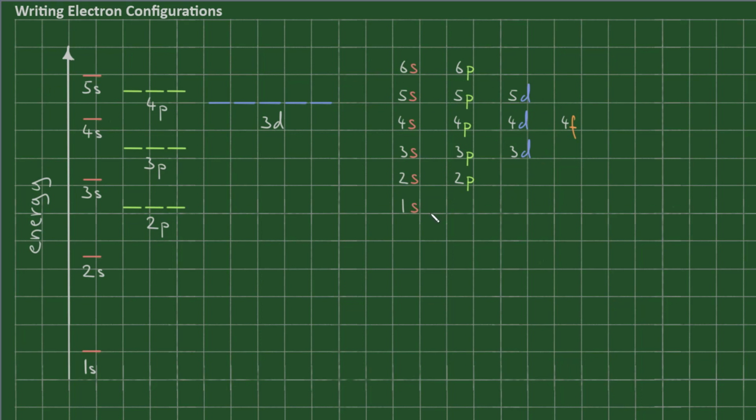Okay, so how does this help me? Well, I need one more thing. I need some diagonal arrows. And here they are. They go from the bottom right to the upper left. And they tell me the order in which the electrons will fill the energy orbitals. So I go 1s, then 2s, then 2p, then 3s, then 3p, 4s, then 3d, 4p, 5s, then 4d, 5p, 6s, and so on. So let's do a few examples.